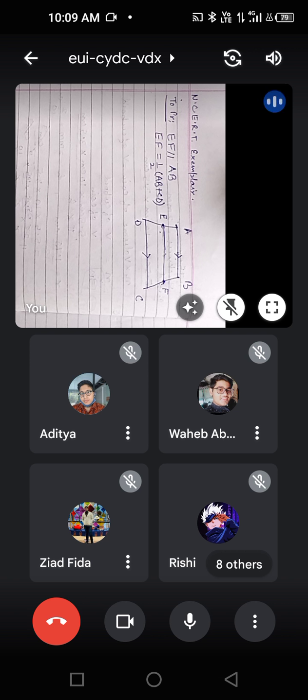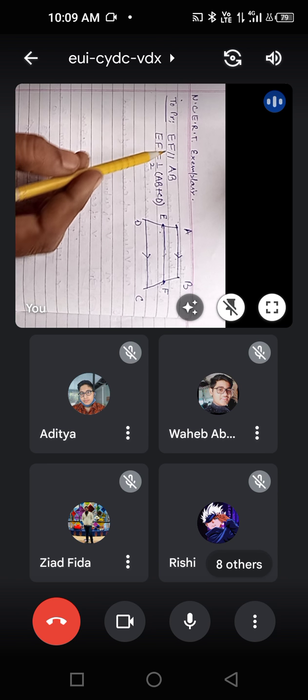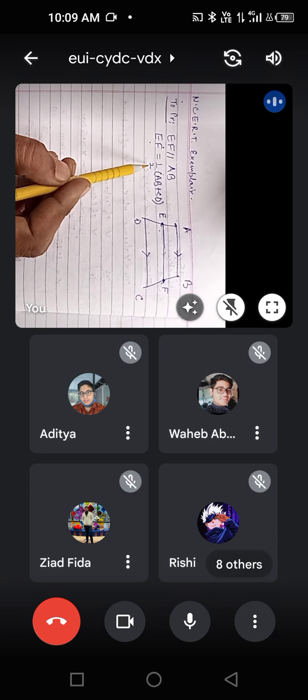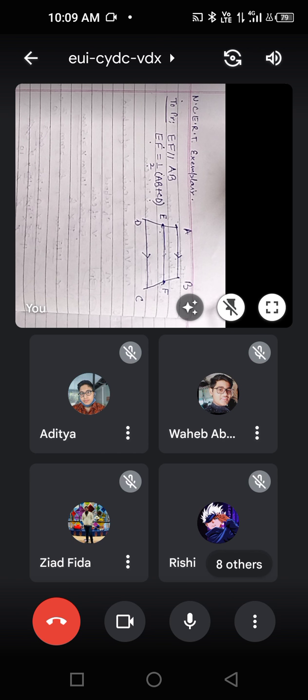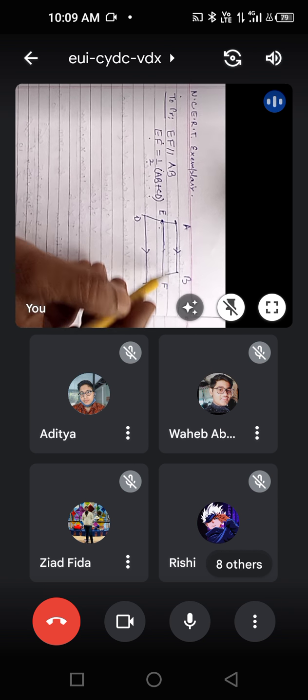To prove that EF is parallel to AB and EF is equal to half bracket AB plus CD. Construction. Join BE.